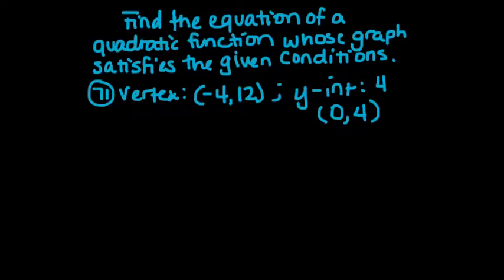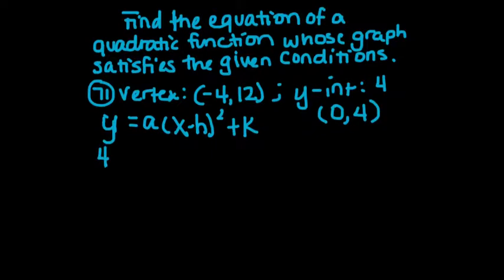I can start just like the last two problems in this section with that vertex form, which is y equals a times the quantity x minus h squared plus k. I know that the h and the k represent the x and y coordinate of the vertex, and the 0, 4 represents the x and the y that I can fill into this equation. My y value is 4. I'm trying to calculate a.